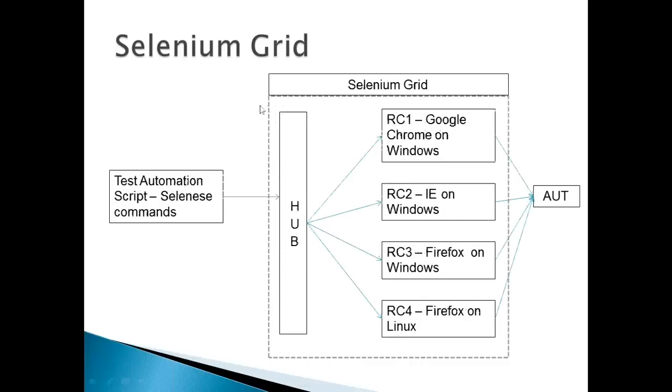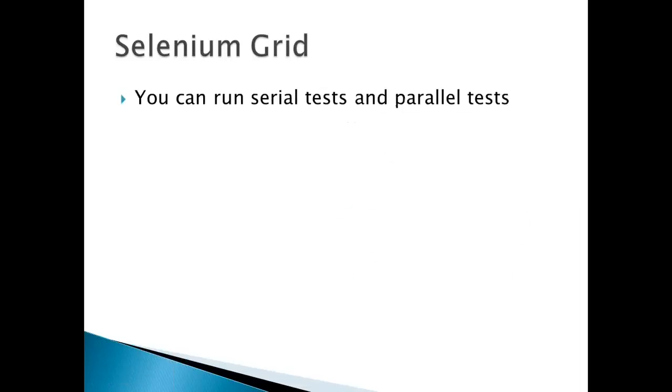So, more pictorially, it will look like this: you have the test automation script, which consists of Selenium commands. You send it to the hub, and then the hub finds out on which systems you want to run it. The information is passed to the hub that these are the instances that we want the test to be run on. So whether on Google Chrome on Windows, IE on Windows, Firefox on Windows, and so on, you would have configured on the hub. And then it passes those Selenium commands to the application under test on these instances. And this whole thing, that is the hub and these instances, corresponds to what is referred to as Selenium Grid.